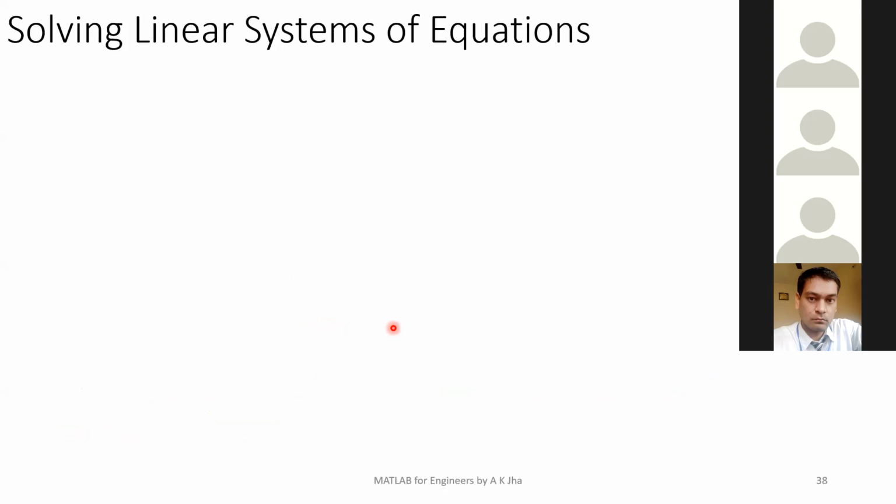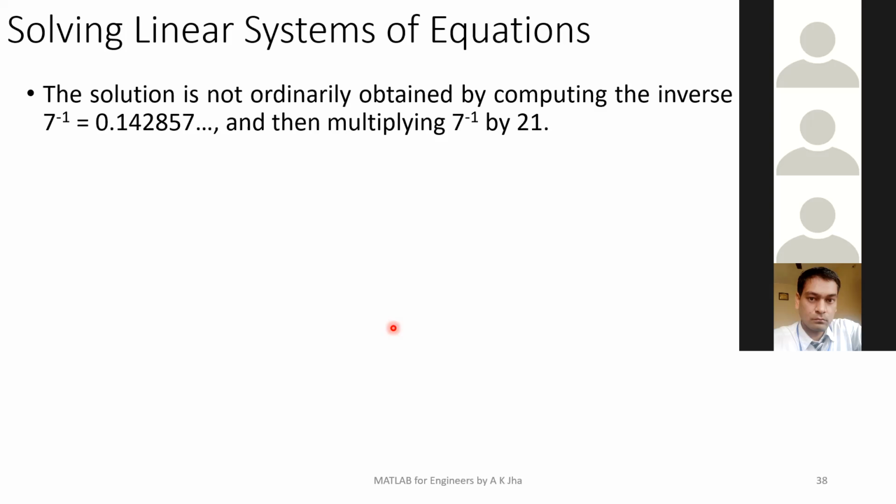So MATLAB is also using human intelligence that has been incorporated in the form of functions. If you need to solve linear equations in MATLAB, the solution is not ordinarily obtained by computing the inverse, because in matrices we are generally finding the inverse, right? If you write the equation in terms of a matrix, then division means inverse. So that's not possible, right?